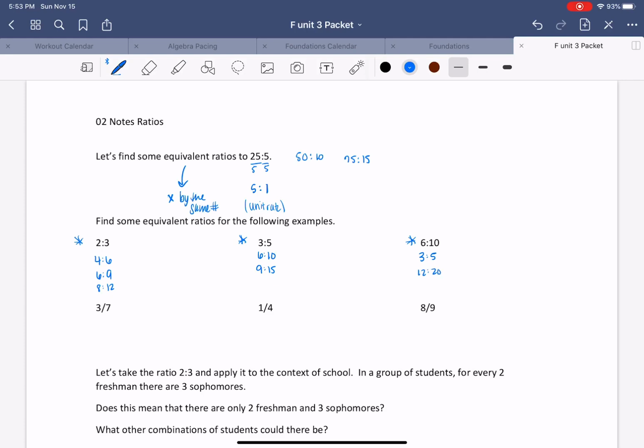So here's some possible answers. For 6/10, I reduced it first, but you can have different combinations. And I can do the same thing with like 3 over 7. Multiplying the numerator and denominator by 2, I get 6 over 14. Multiplying the numerator and denominator by 3, I get 9 over 21. So on and so forth. So go ahead and find some equivalent ratios for a 4th and a 9th.